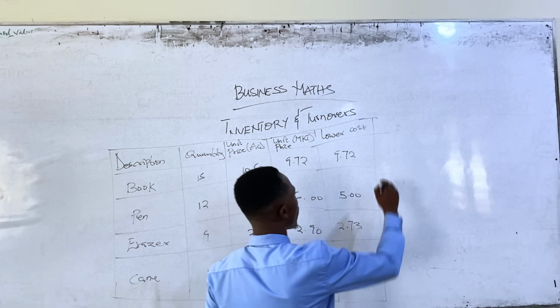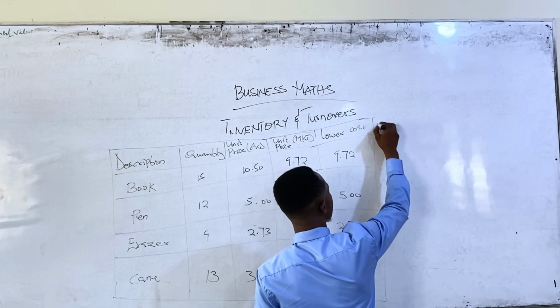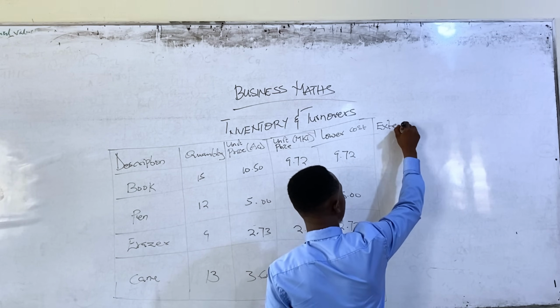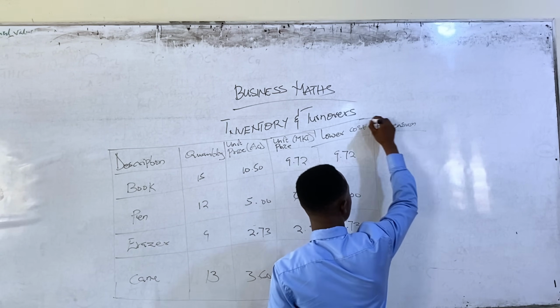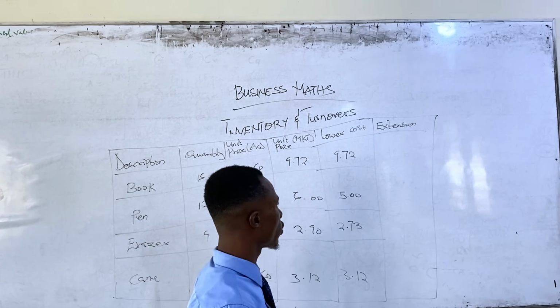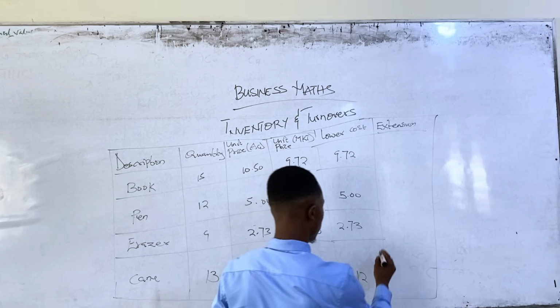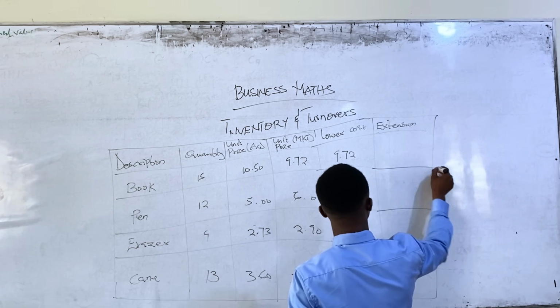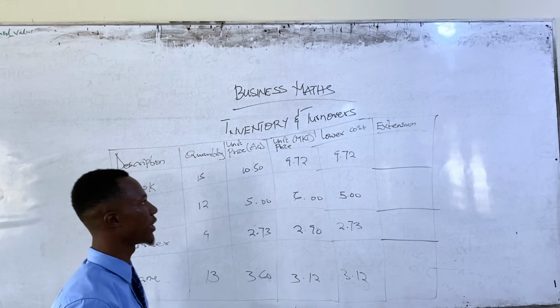Okay. Then when you finish, you create what? Extension. And that will be all. Extension is where you get your final answer from. So you are going to get your final answer from extension. Okay, so now you calculate for the extension.